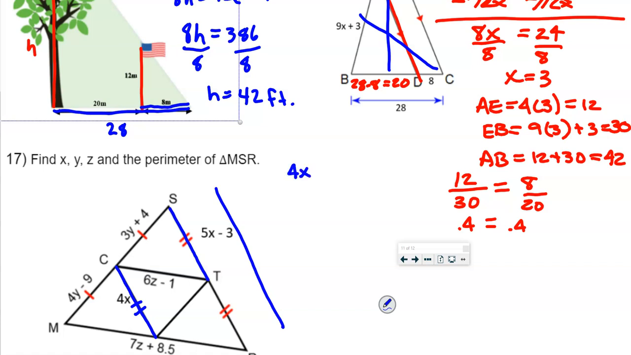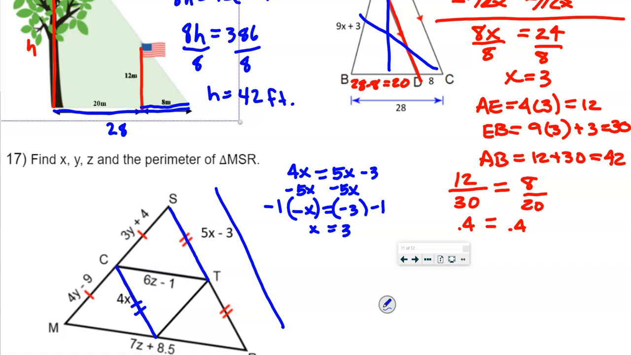So we're going to say 4x equals 5x minus 3. So I'm going to subtract 5x from both sides. That gives me a negative x equals negative 3. Now you can either multiply or divide by negative 1. I'm going to multiply by negative 1. So x is equal to 3 here.